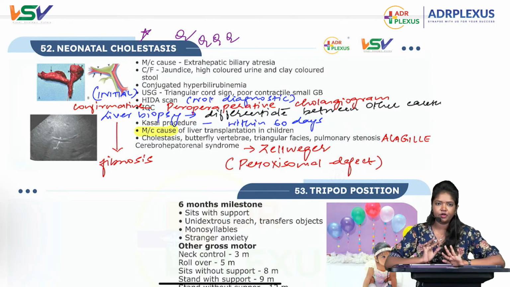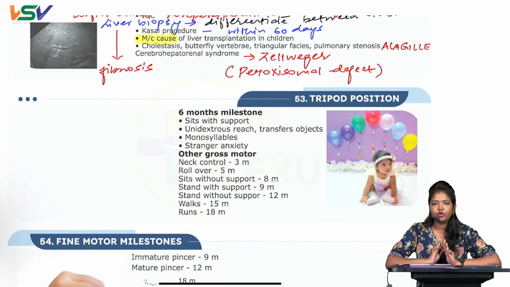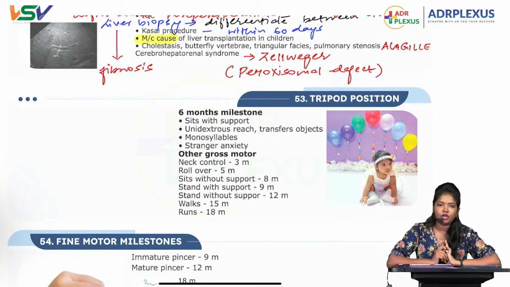Important topic, one-liner. Newborn is over and we are going inside development. A few important points in development we will see. What is this baby doing? What milestone is this baby doing? And what is the age of this baby?